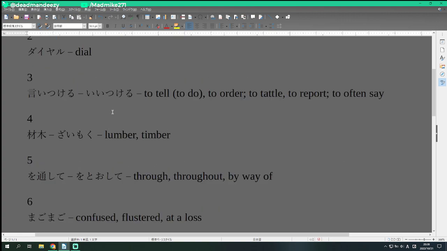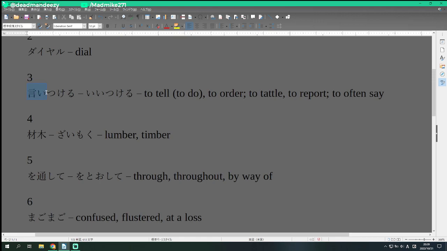Number two is diaru. A diaru is a dial. No kanji to remember here, just diaru in katakana. Diaru is a dial. そのダイヤルは diaru.